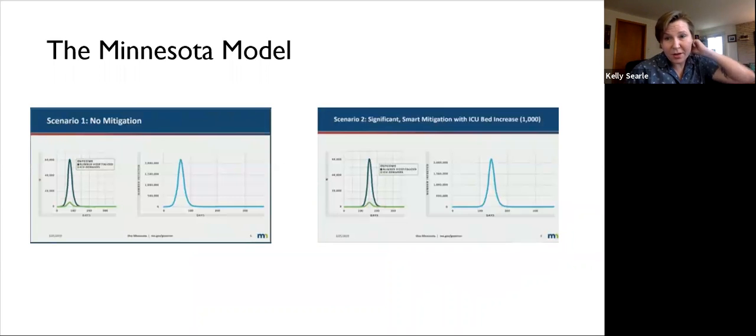Cool, so these are the initial model results that the governor presented under no mitigation, and then the current scenario that we're in with the significant smart mitigation and the stay-at-home orders pushing kind of the curve outwards. And then next slide.